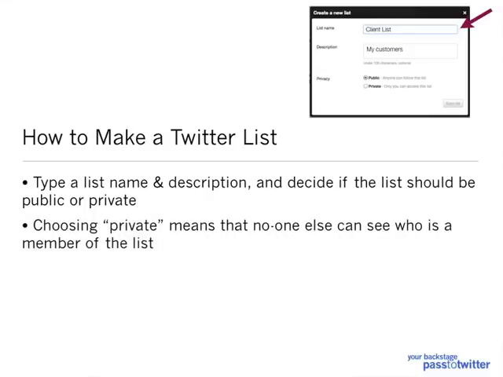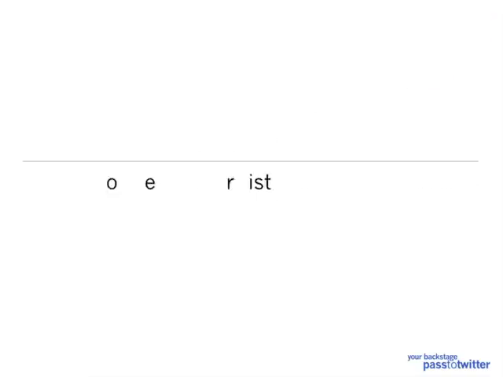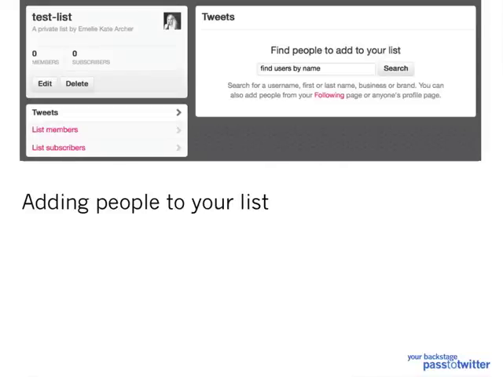There's where I would type in my client list name. Here's my description, and here's where I choose whether it's public or private. Then you click Save, and you've done creating your list.